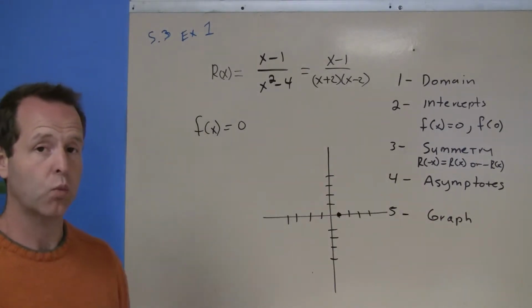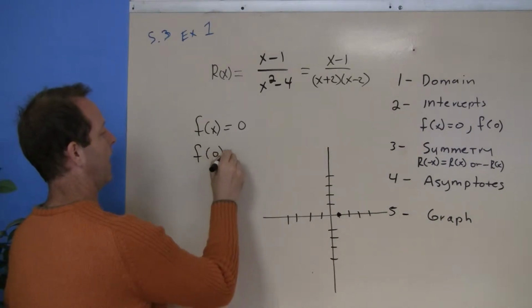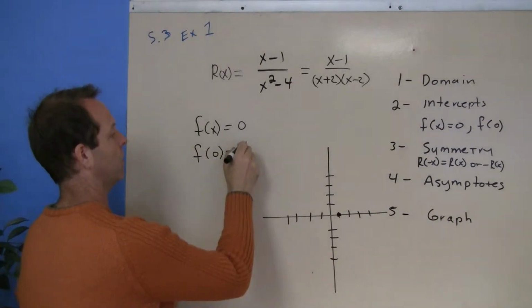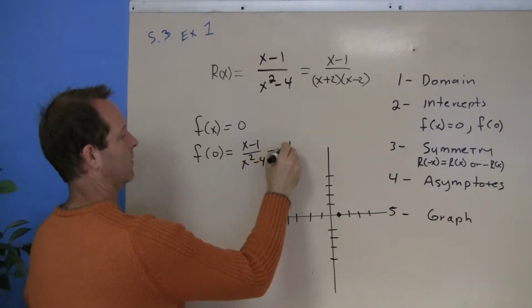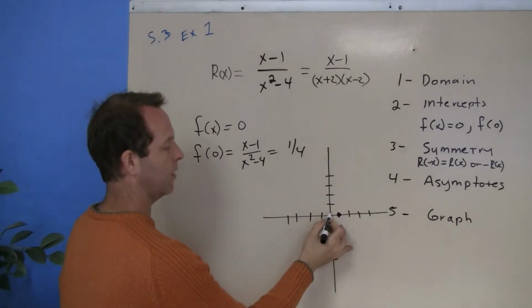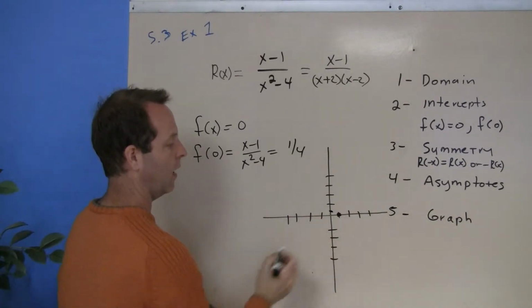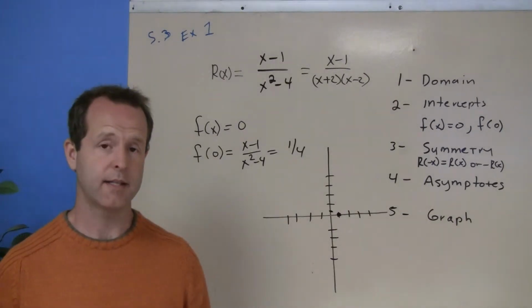I can look also for its y-intercept by looking at what happens when I evaluate the function at 0. And that equals 1/4. So I know I have a point (0, 1/4) also on this graph. So there was some information I was able to find: its intercepts.